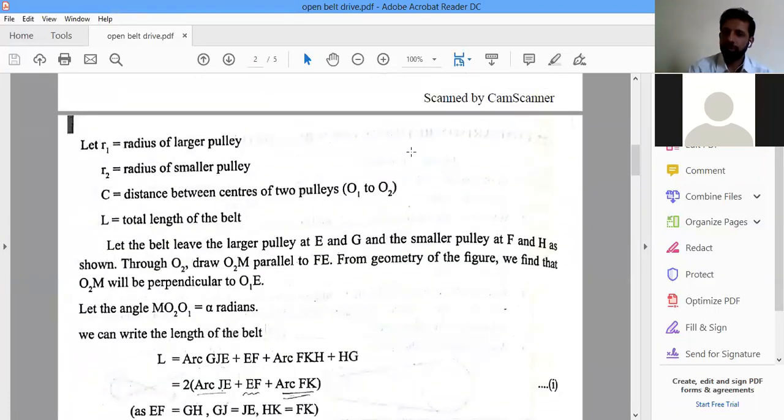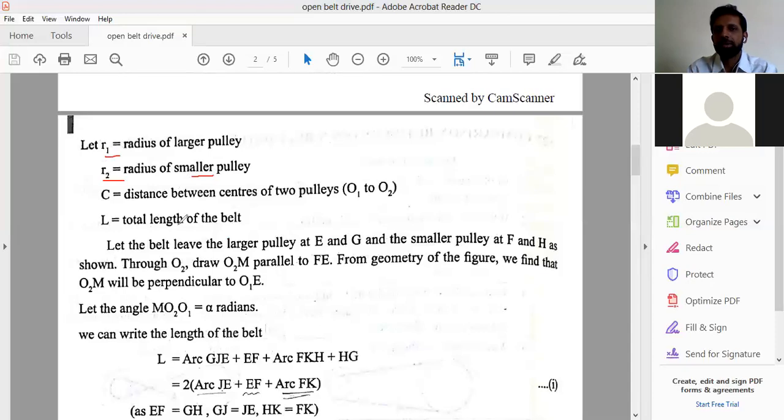Okay. So now for this derivation, let us assume the radius of the larger pulley is R1, the radius of the smaller pulley is R2, right? And the center distance between the two pulleys, that is between O1 and O2, is going to be denoted by C. The length of the belt is to be denoted by capital L. This is what we have to find out.